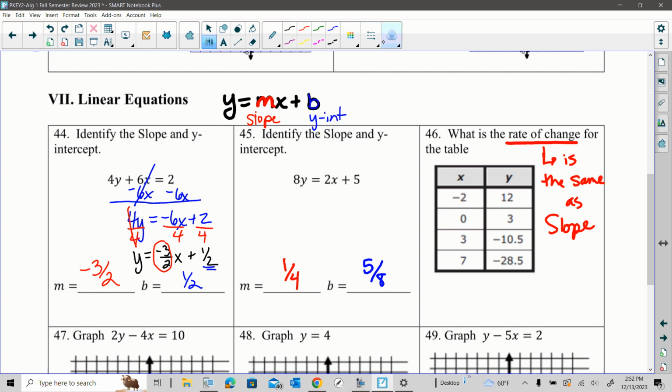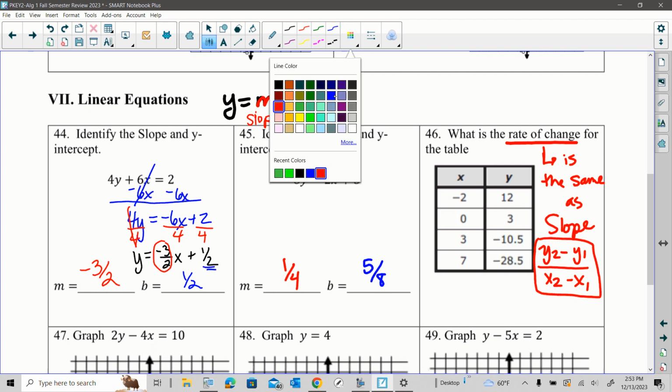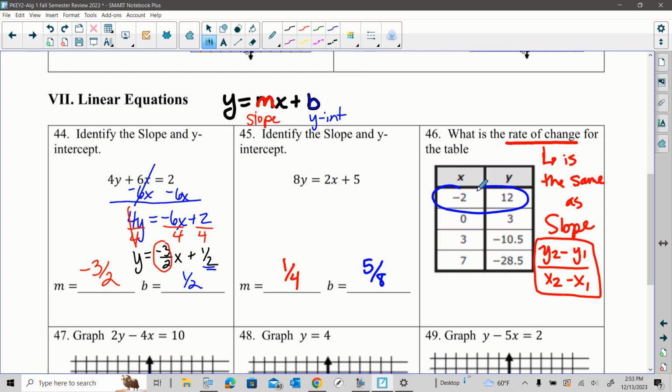Okay. Rate of change is the same as slope. Rate of change means slope. And whenever we're trying to find slope, we need to use the slope formula whenever we have points. So that's y2 minus y1 over x2 minus x1. We're using this formula with the points in this table. Doesn't matter which points we have, we just need to pick two. So I'm just going to pick the first two here and plug them into the formula. This would have been 3 minus 12 over 0 minus -2. So -9, this reduces to -9 over 2.